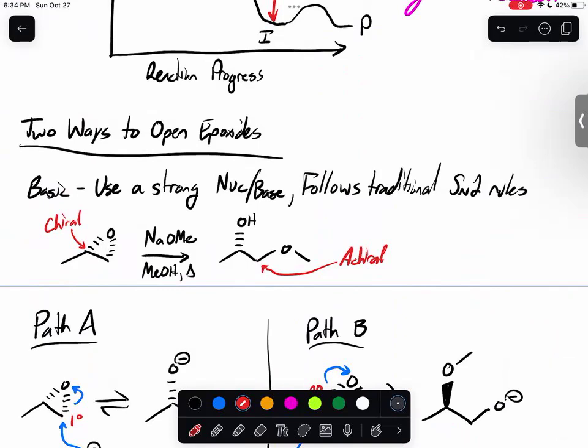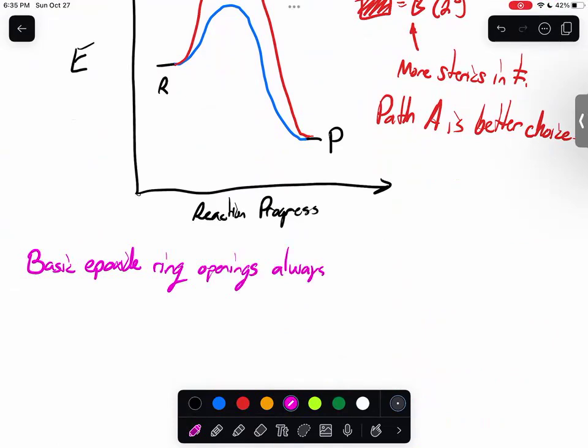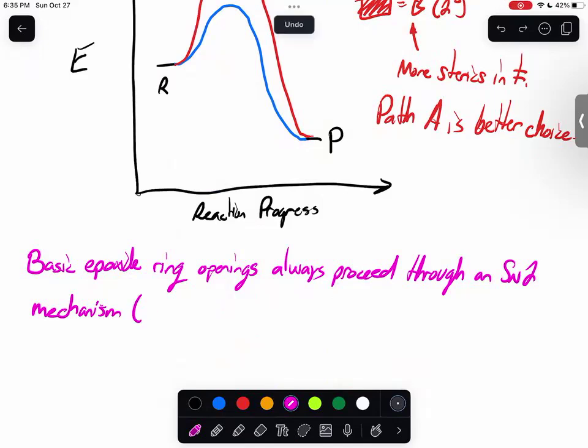SN2 always wants to go for the path of least resistance in terms of sterics, right? And so what we're saying here is that basic epoxide ring openings always proceed through an SN2 mechanism, right? Which means that they add on the least substituted carbon.